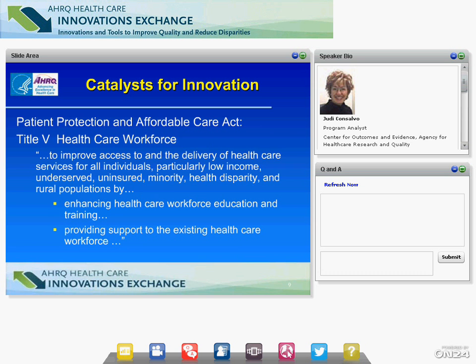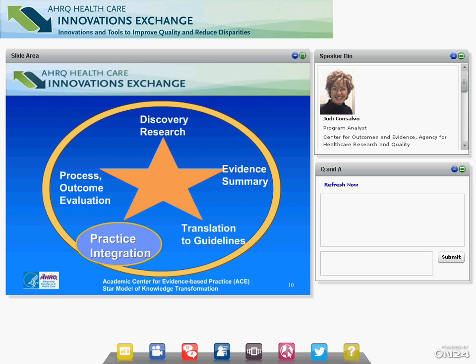One model is helpful as we organize our thoughts about evidence-based quality improvement. The ACE-STAR model of knowledge transformation places innovation in this cycle of evidence-based improvement. The model distinguishes various stages of knowledge transformation that's required to integrate best evidence into common practice. Point 1 you'll see is discovery research. Point 2 is the evidence summary. Point 3 is translation to guidelines. These 3 stages are repackaging of the knowledge. At point 4, practice integration, evidence-based improvement implies change, which calls for innovation.